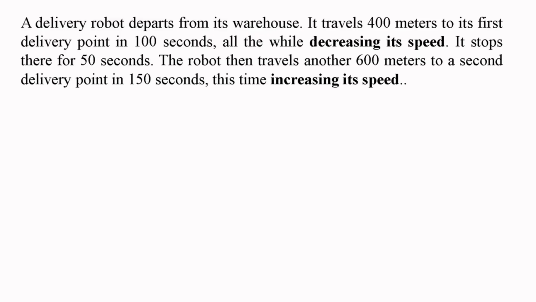Here in the second part, we have a delivery robot, and in the first part it travels 400 meters, and it passes this part in 100 seconds, and its speed is decreasing. So this is the information for the first part. It stops, it's important, for 50 seconds. This information is for the second part, and then the robot travels another 600 meters to a second delivery point in 150 seconds, increasing its speed.